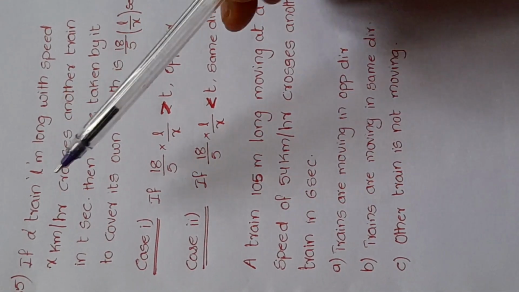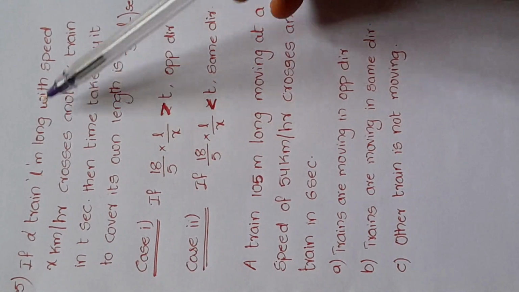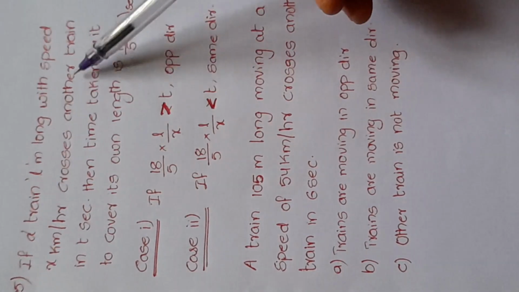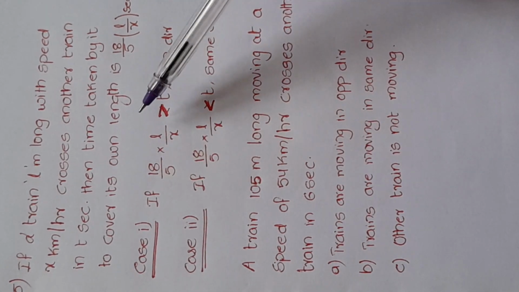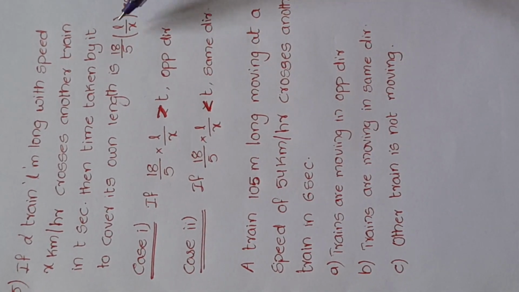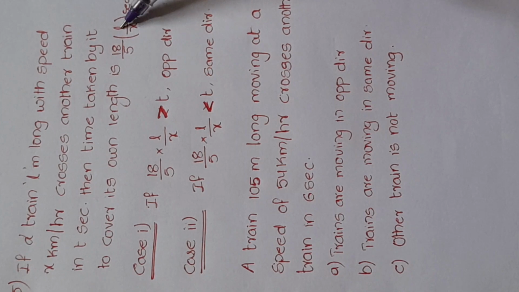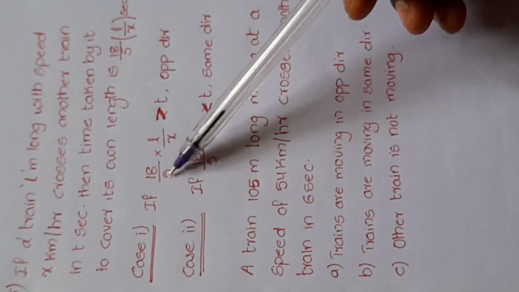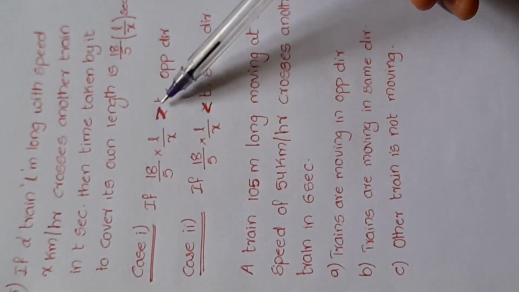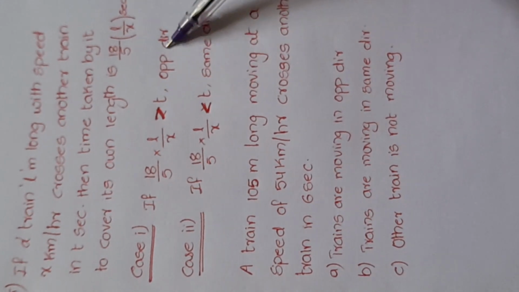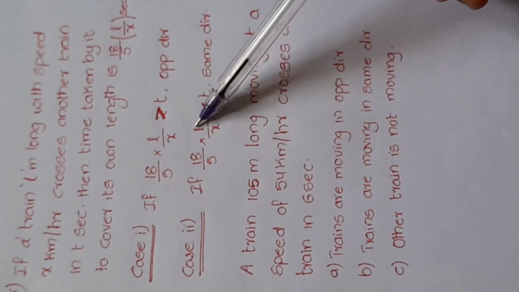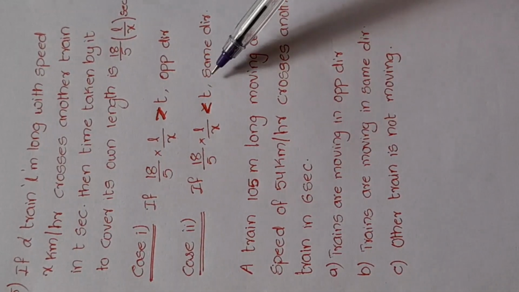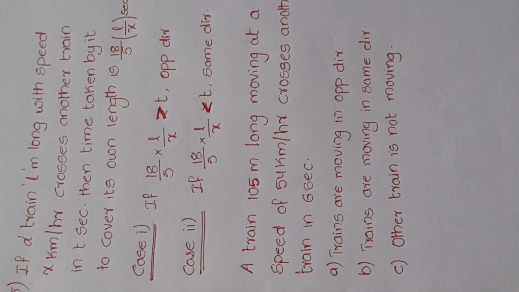Now let us see a simple formula. If a train L meters long with speed x kilometers per hour crosses another train in t seconds, then the time taken by it to cover its own length is 18 by 5 into L by x. x is the speed of the train and L is the length of the train. Case 1: if 18 by 5 into L by x is greater than t, then both the trains are moving in opposite direction. Case 2: if 18 by 5 into L by x is less than t, then both the trains are moving in the same direction. Let us see a question.